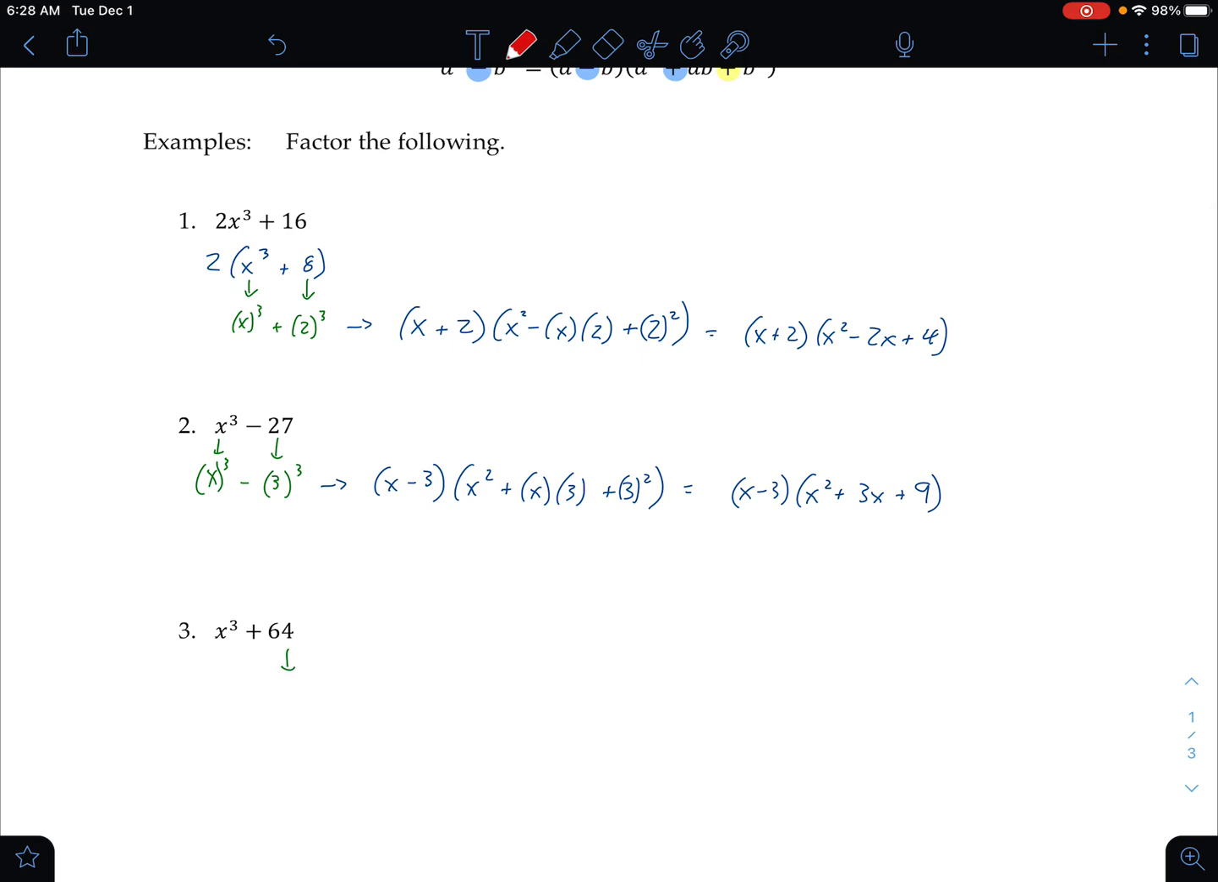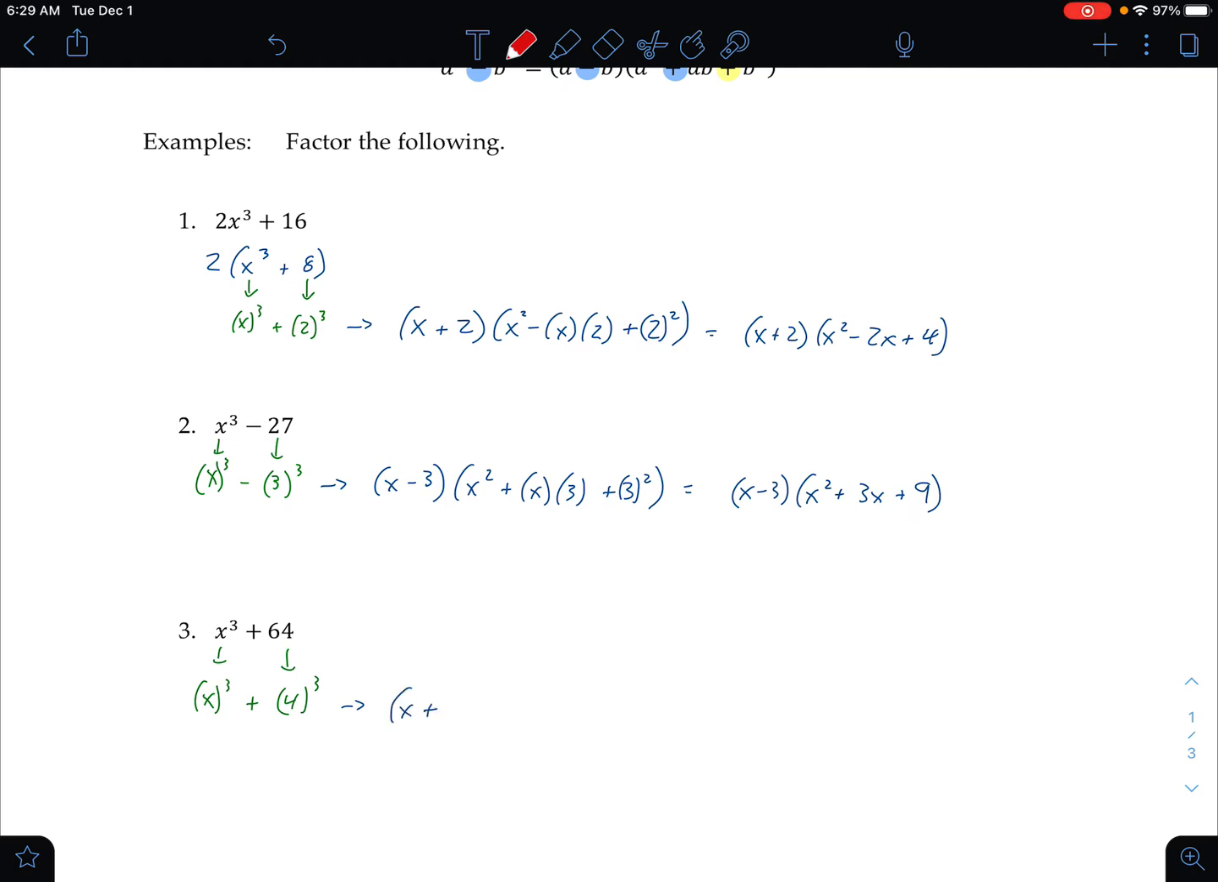Okay, let's look at the next one. 64, x to the third. Again, 64, oh, that's 8 squared, correct, but x to the third cannot do dots. Even though 64 is 8 squared, can't do dots, and it's a plus sign. Definitely can't do it. X to the third, obviously, but 64 is also 4 to the third. And we're going to use our x and our 4. So, x to the third plus 4 to the third.